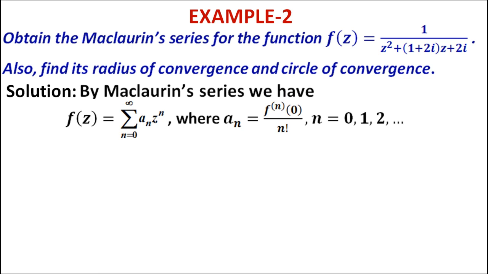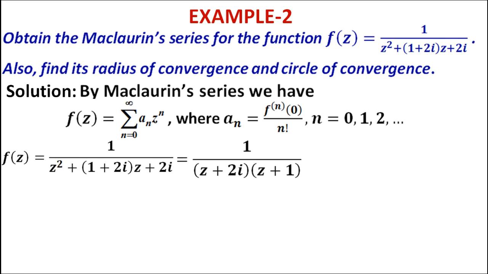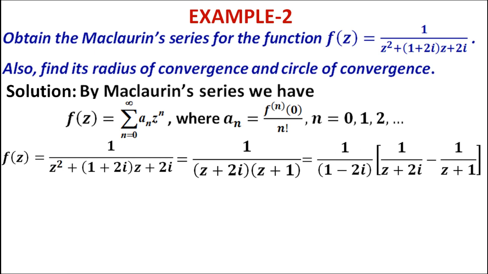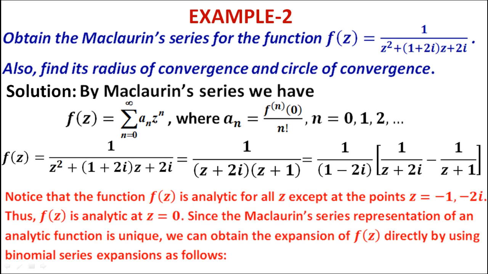This is the expansion. Now I am writing the given function f of z as a product of the factors, and I am taking 1 by 1 minus 2i as common, and multiplying with that I can make the partial fractions. So observe carefully, my dear guys. Now notice that the function f of z is analytic for all z except at the points z is equal to minus 1 and minus 2i. Thus f of z is analytic at z is equal to 0.